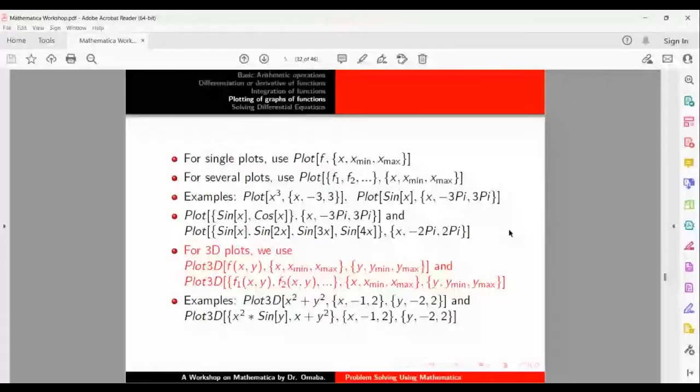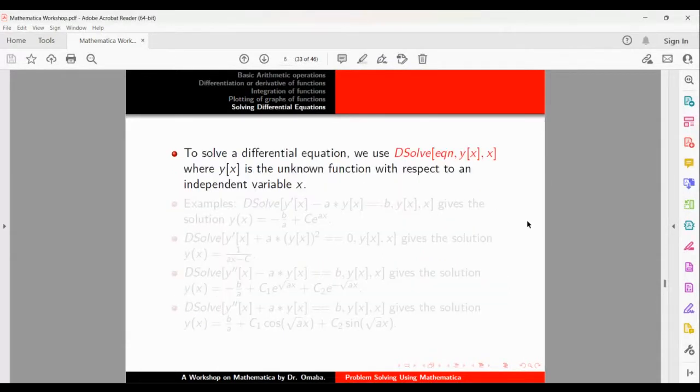So those that are interested, when we're making plans to use the laboratory, we'll install some of this software, then we can practice together. So this is how to use the plots. And also we can solve differential equations here.